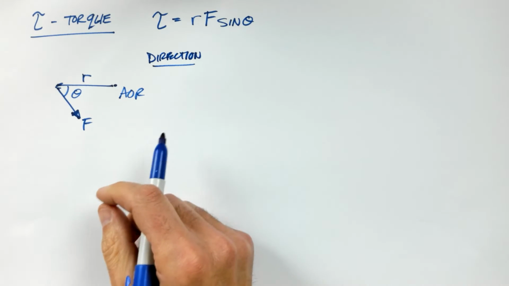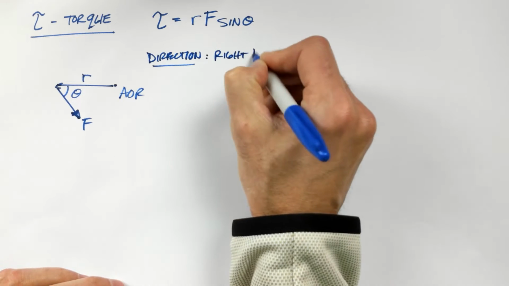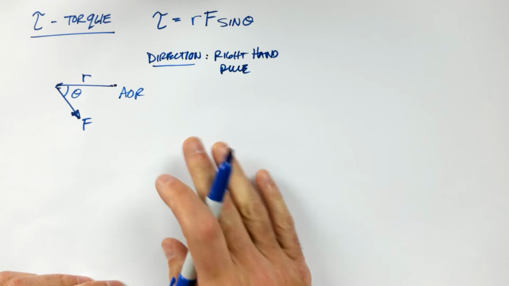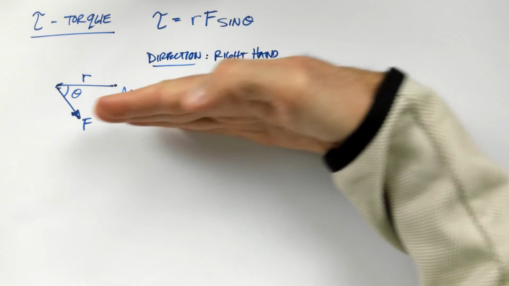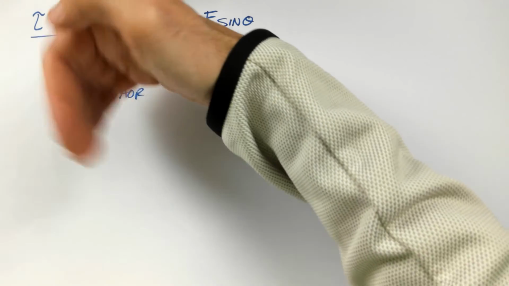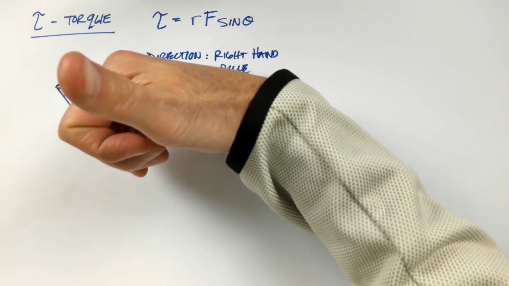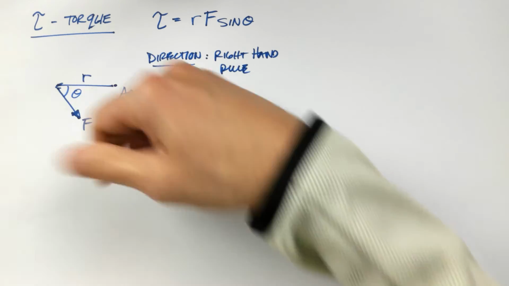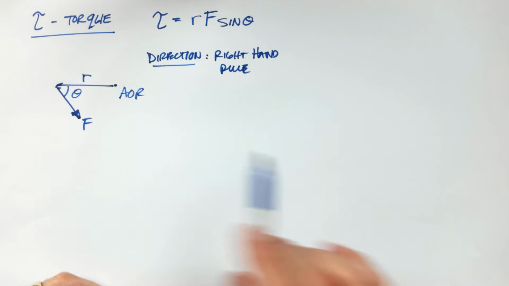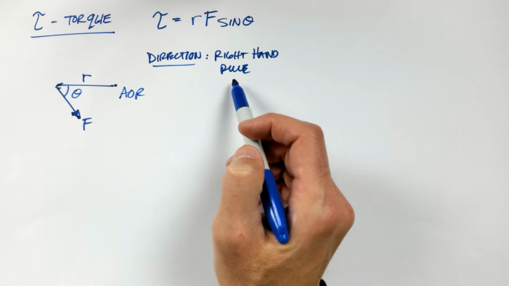Well, this is where we need to use our right-hand rule. So using the right-hand rule, in this application, you take your right hand in the direction of the r vector, curl your fingers in the direction of F, and the direction of your thumb, which in this case would be out of the page or out of the screen coming at you, would be the direction of this torque. So magnitude, and then right-hand rule for direction.